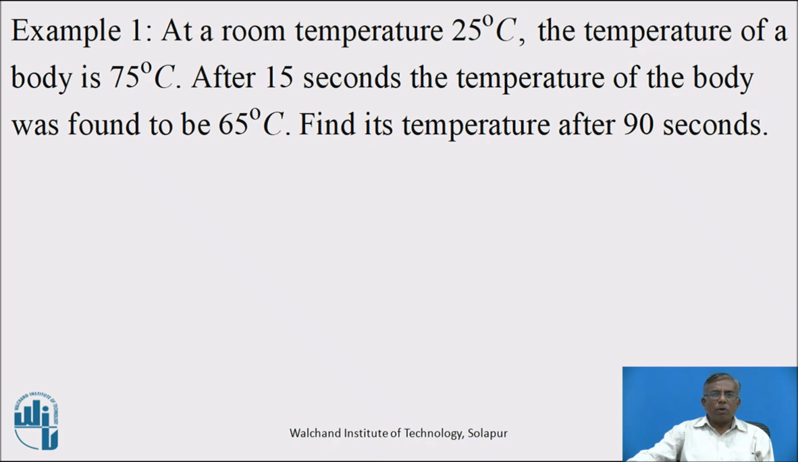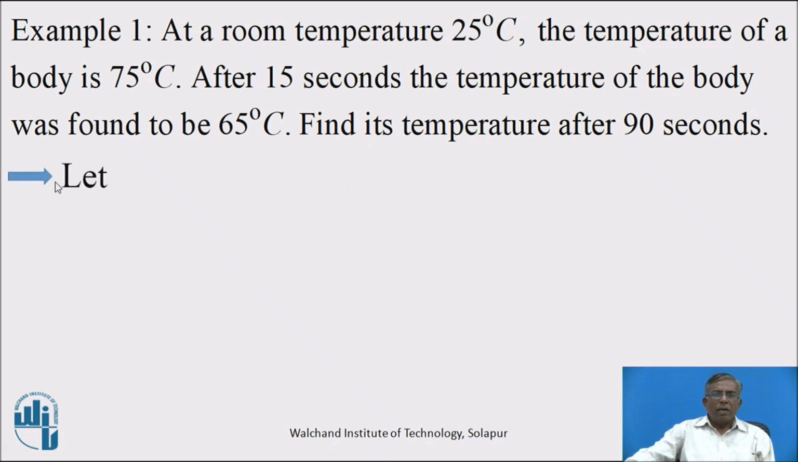Now example number 1. At a room temperature of 25 degrees Celsius, the temperature of a body is 75 degrees Celsius. After 15 seconds, the temperature of the body was found to be 65 degrees Celsius. Find its temperature after 90 seconds.